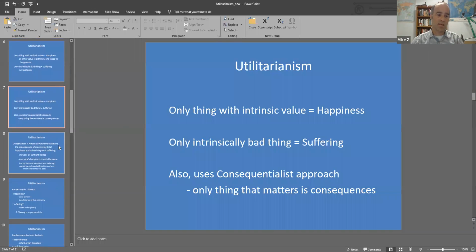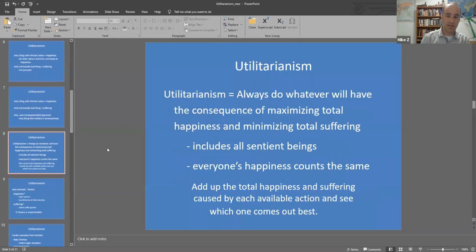Here is a somewhat more precise way of expressing what utilitarianism is telling us. Always do whatever will have the consequence of maximizing total happiness and minimizing total suffering. That may or may not be promoting happiness in the majority of people. That's often the way it might play out, but it could be that some people, maybe even a lot of people, suffer a little bit in order to make a small group of people very happy, or to decrease their suffering a lot. So it's not about the number of people involved, it's the amount of happiness and the amount of suffering that's involved.